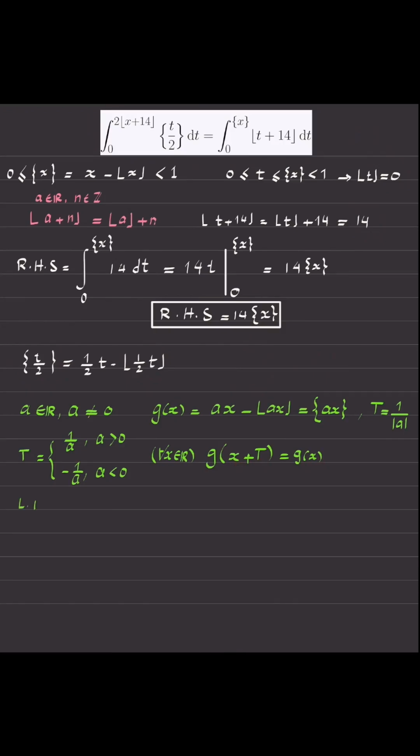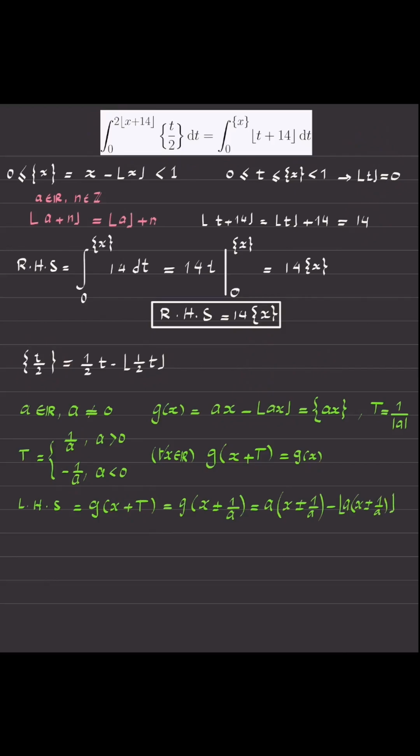I start from the left hand side. What is g of x plus T? It means go to your function, this is my function, replace every x here and there with the expression x plus T. But T is either 1 over a or minus 1 over a. So in other words, I have to replace x with x plus or minus 1 over a. So let us do that. I have a, instead of x I put x plus or minus 1 over a, and then I have minus the floor of a times x plus or minus 1 over a.